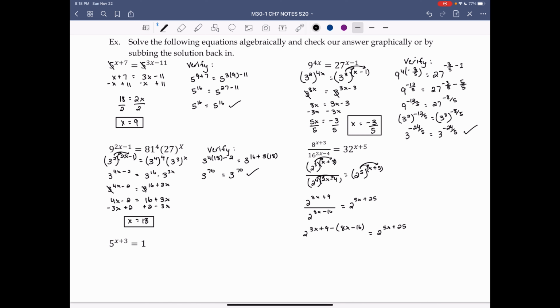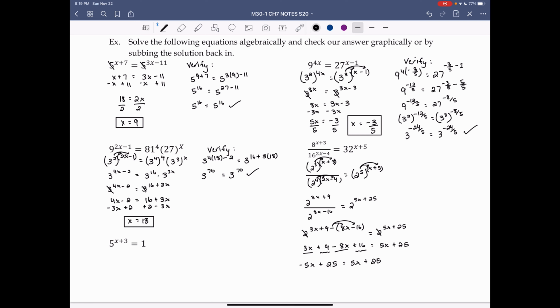Now we have the same base and just one of each base, so we can ignore the bases and just focus on the exponents. We can multiply this negative into the brackets. We get 3x plus 9 minus 8x plus 16 equals 5x plus 25. Combine like terms on the left, we get negative 5x, and then 9 plus 16 is plus 25 equals 5x plus 25.